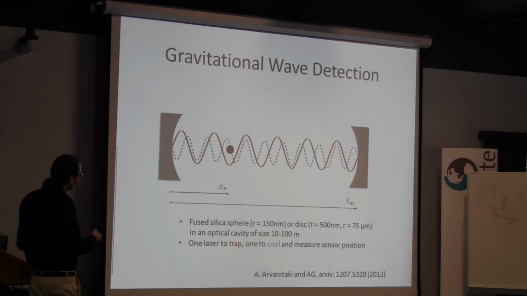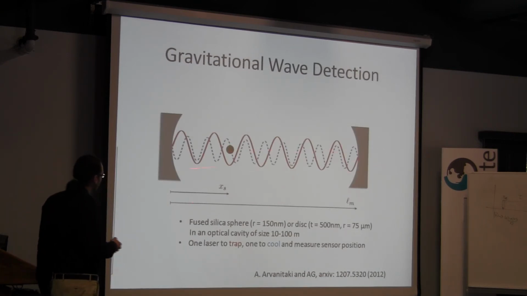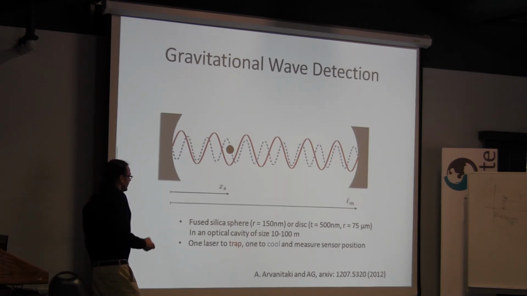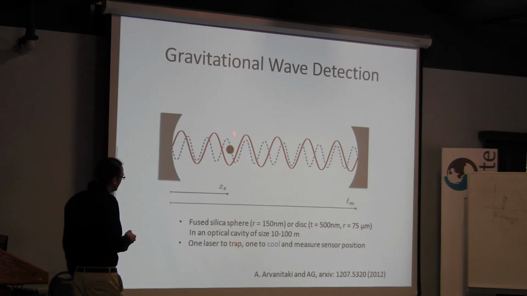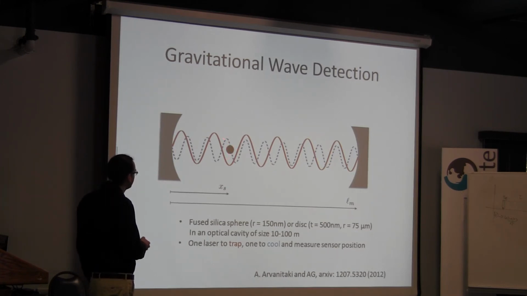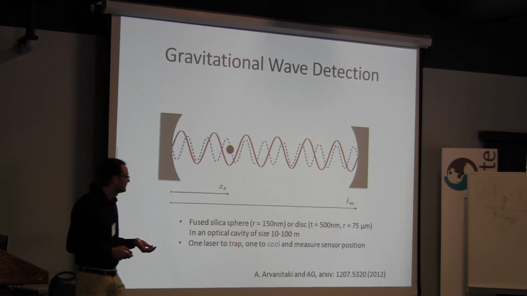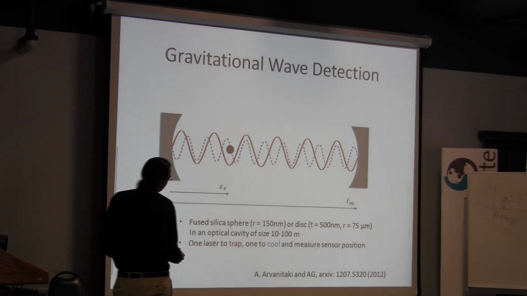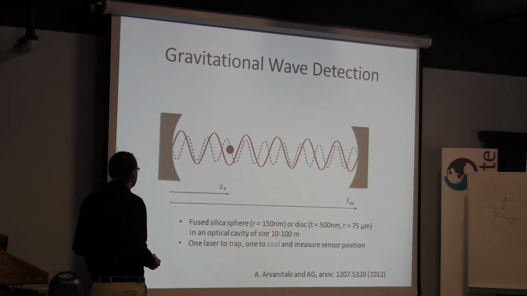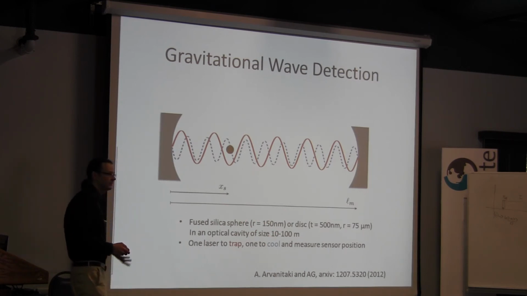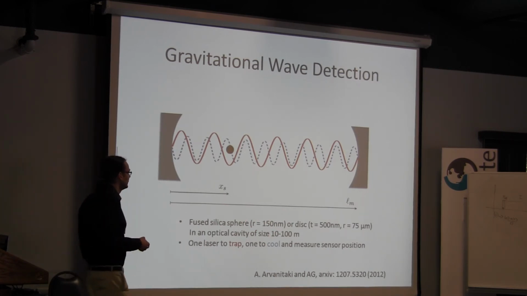Okay, so here's what it might look like. So you have a cavity. Now imagine I have two standing waves in the cavity, and I've got one standing wave that's going to localize and trap the sensor at some particular antinode. And I've got another standing wave that I'm going to use to cool its motion and also read out its position. And so let's consider, for example, I could do this with a silica sphere. So if I take a silica sphere of 150 nanometers, like we're thinking about in our other experiment.